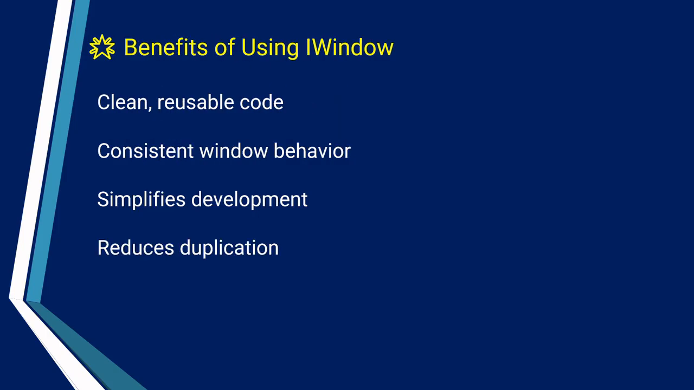Using the IWindow interface brings several benefits. It promotes clean, reusable code, ensures consistent behavior across all windows, simplifies development, and reduces duplication. This leads to a more organized and scalable application.